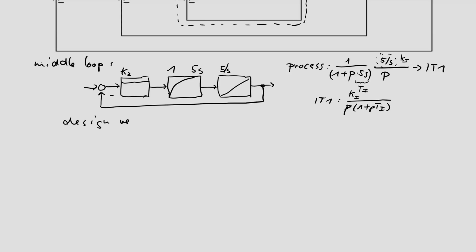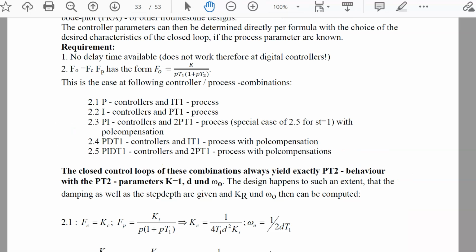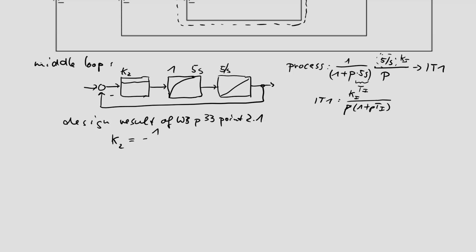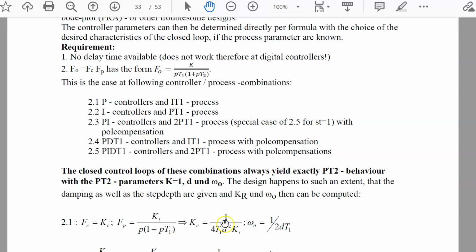Design result of workbook page 32.2.1: K2 is, wrong page, 1 divided by 4 T1 D squared Ki. 1 divided by 4 T1, T1 is our TI, D squared times Ki. Again, control: 4 T1 D squared Ki all in the denominator.